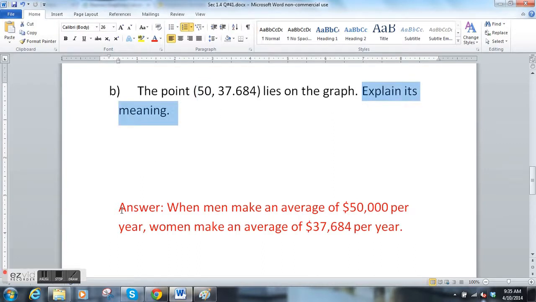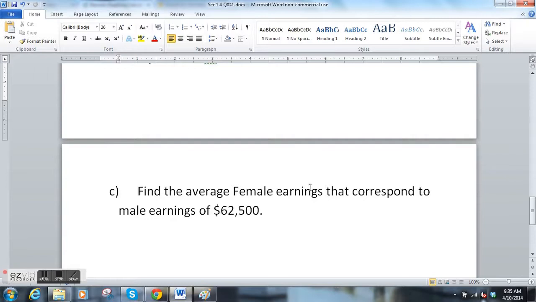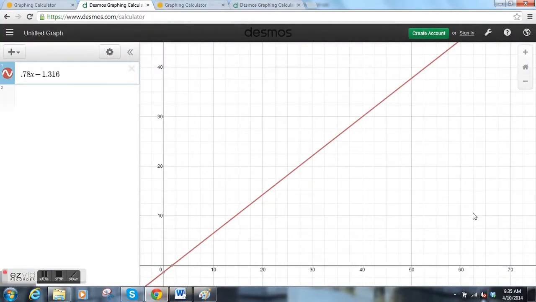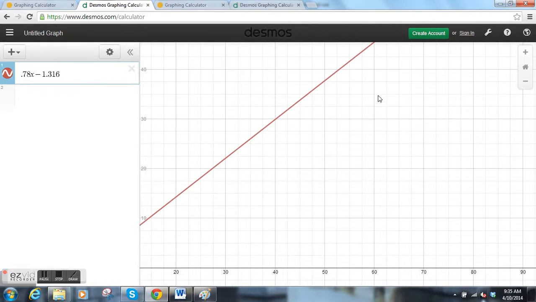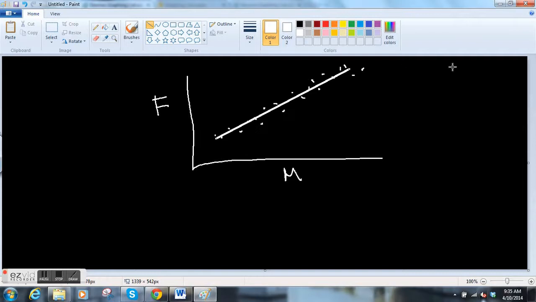If the question says explain its meaning, you want to come up with an answer sentence like this. So part C says find the average female earnings that correspond to male earnings of $62,500. So you could do this on the graph. You could say, well, I'm just going to scoot along here on my graph. I'll have to scoot up and keep following it until men equals 62,500. There? No. There? You see, it's a little hard to get. And then you could say, oh, 47.43.